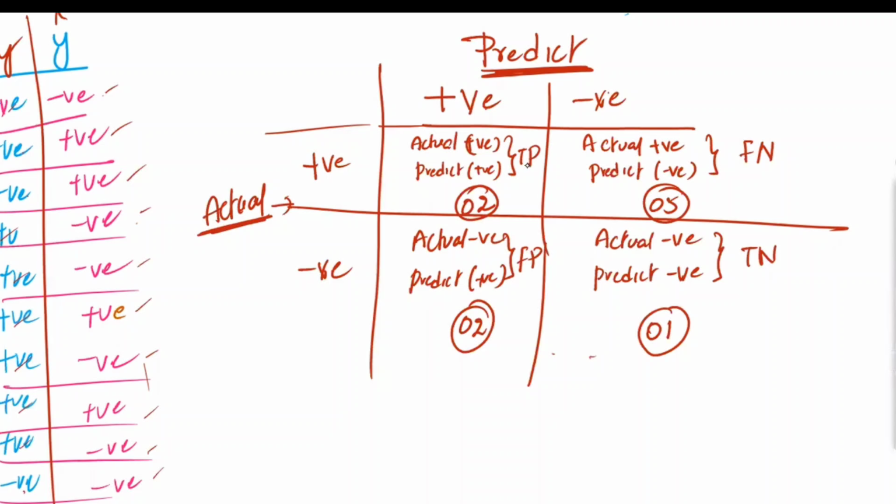Don't fix this is TP always. Don't fix this is TN always. Don't fix according to that. See the confusion matrix. In the confusion matrix, in the actual side, what is there? In the predicted side, what is there? That you have to see. You should not fix this portion is TP, this portion is FN, this portion is FP, this one is this one. You should not fix like that. Is that clear?